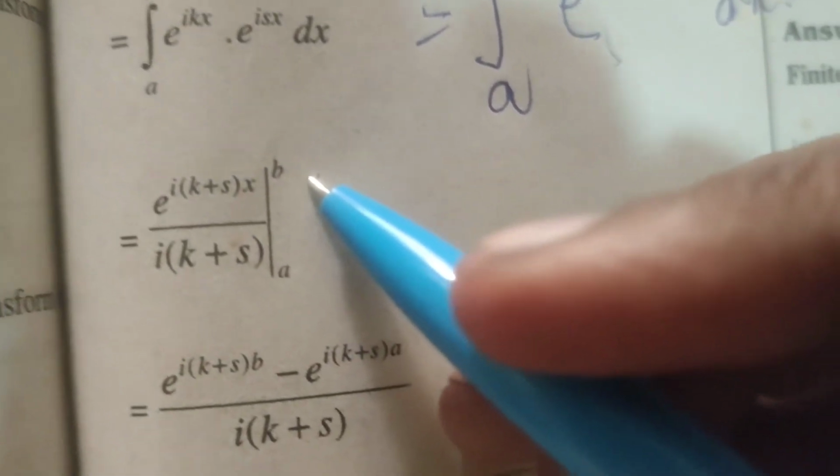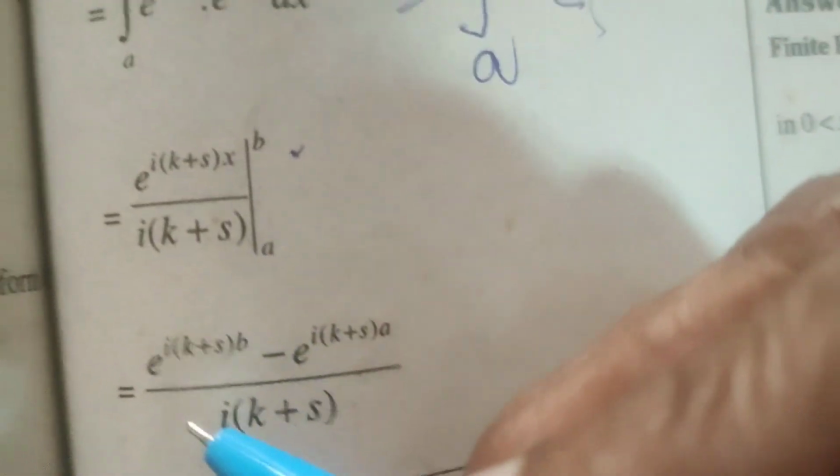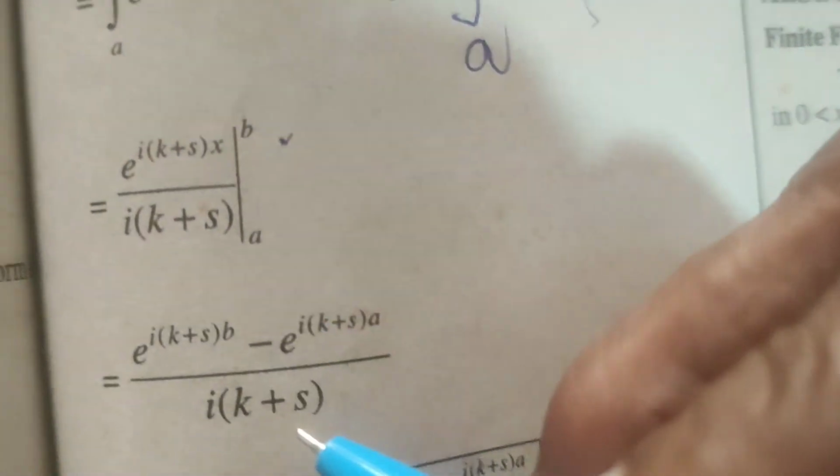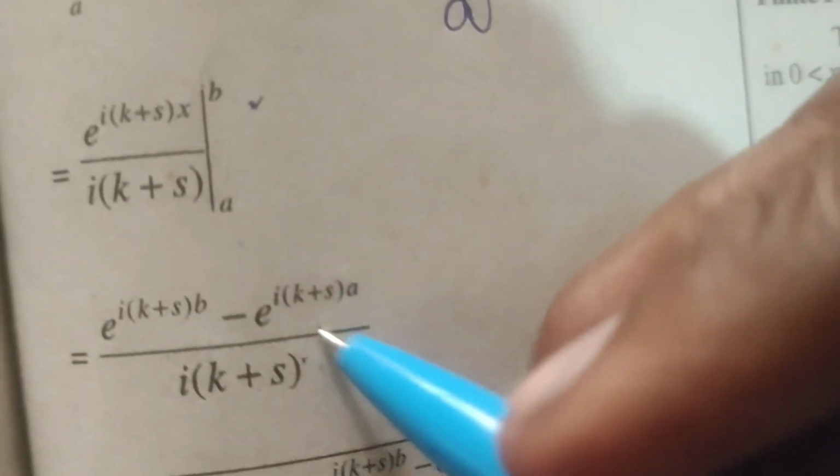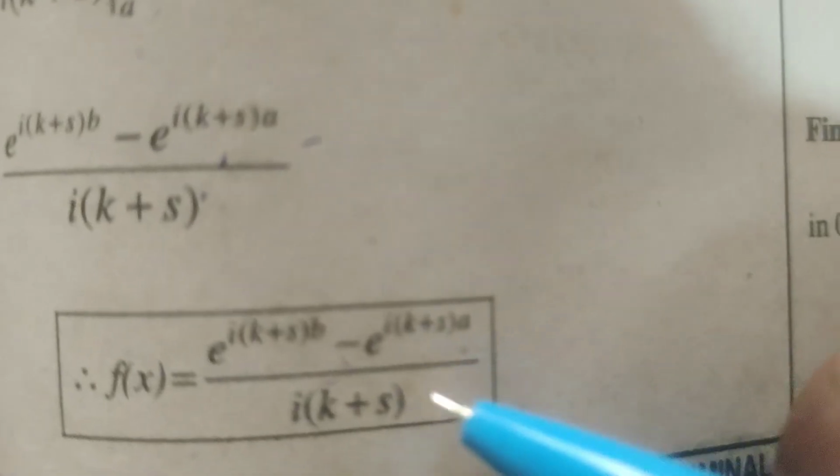Therefore, first substitute the upper limit, e^(i(k+s)b), minus, next substitute the lower limit in place of x, e^(i(k+s)a), all divided by i(k+s). Therefore, F(s) equals e^(i(k+s)b) minus e^(i(k+s)a) by i(k+s).